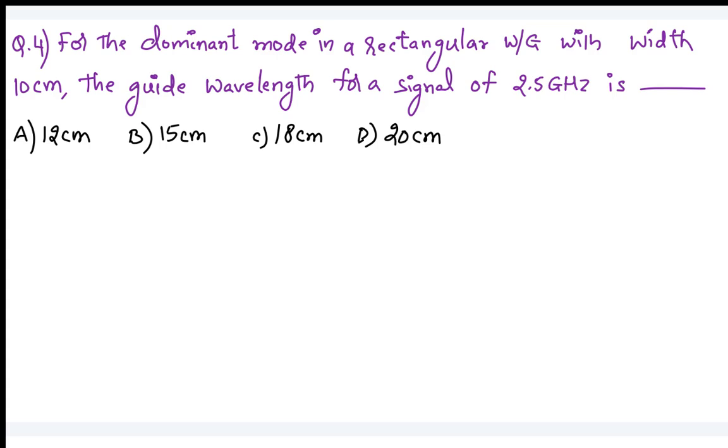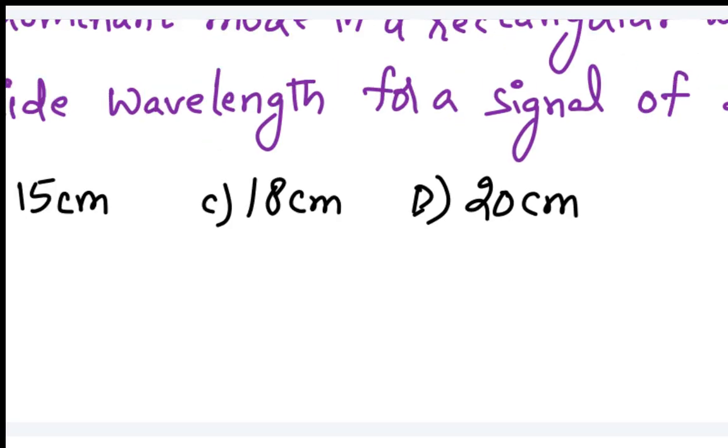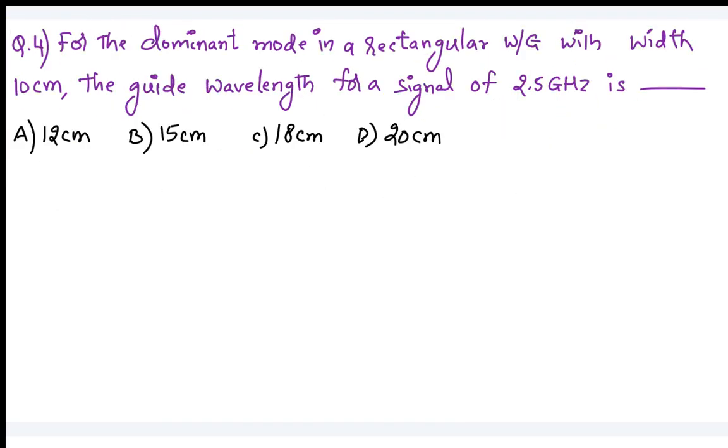For the dominant mode in a rectangular waveguide with width 10 centimeter, the guide wavelength for a signal of 2.5 gigahertz will be? So he has given the value as 10 centimeter. But you don't know whether it is A or B. Assume that it is A or B, it doesn't matter.